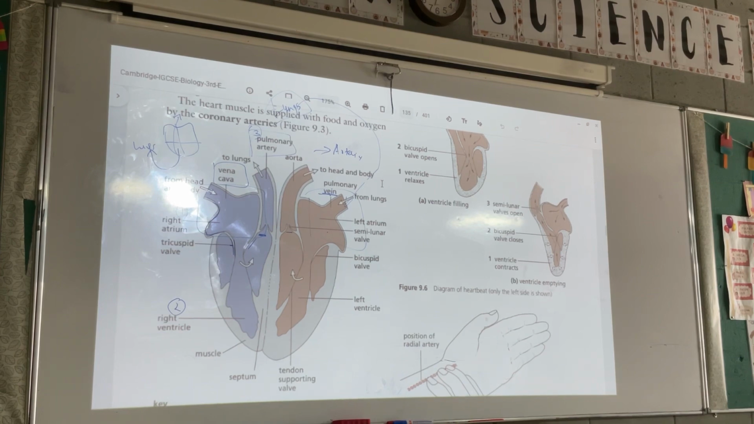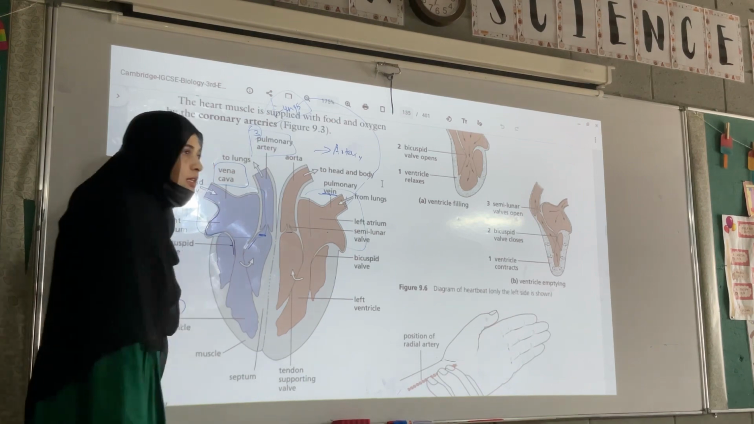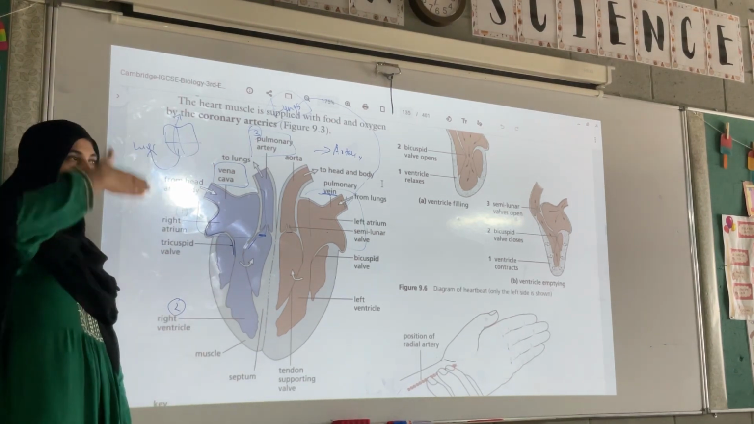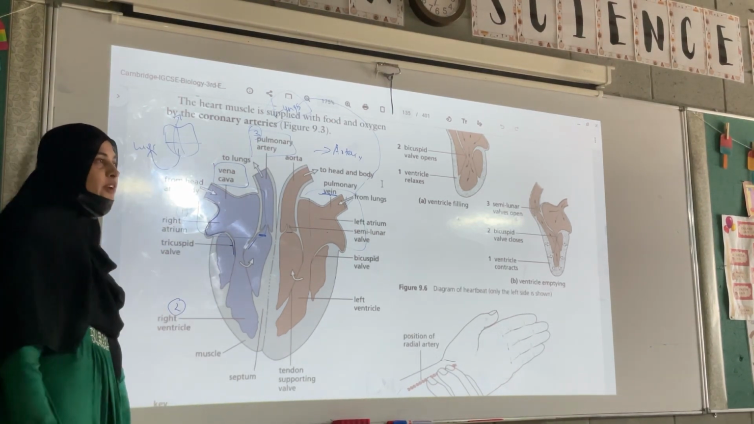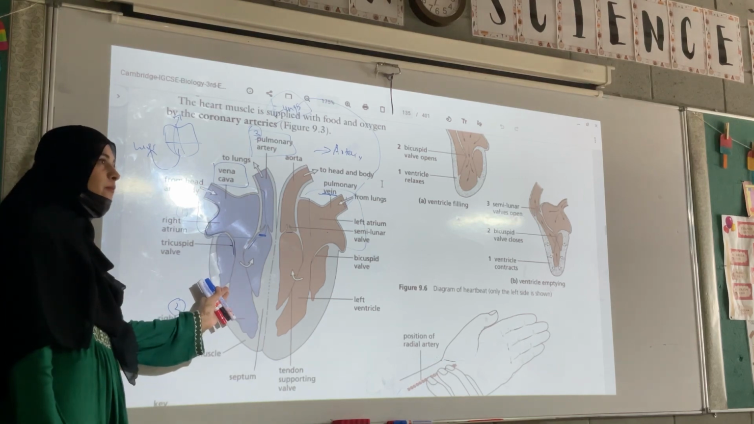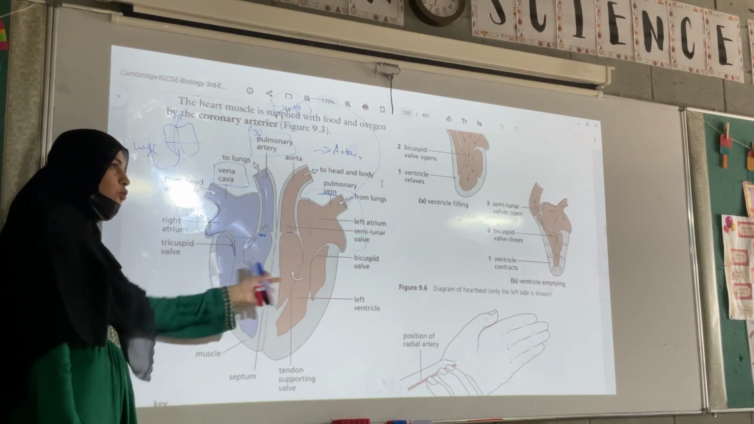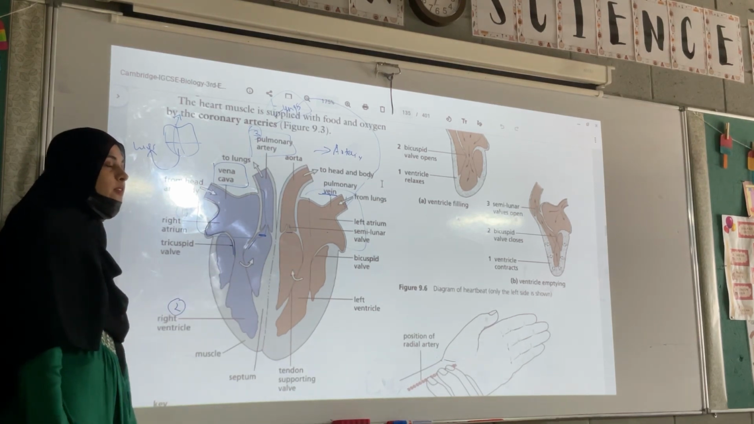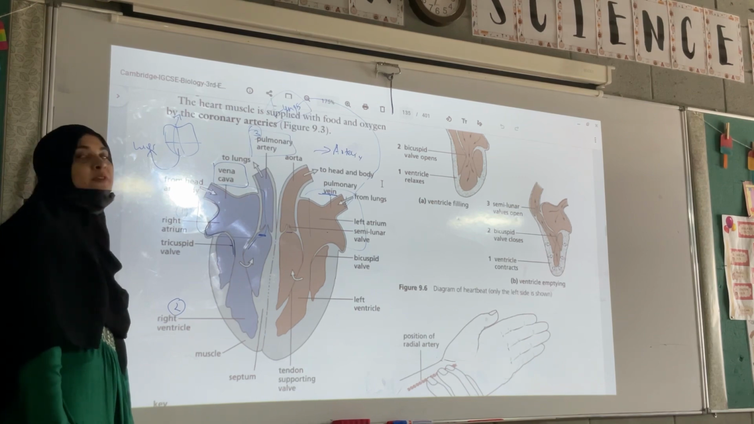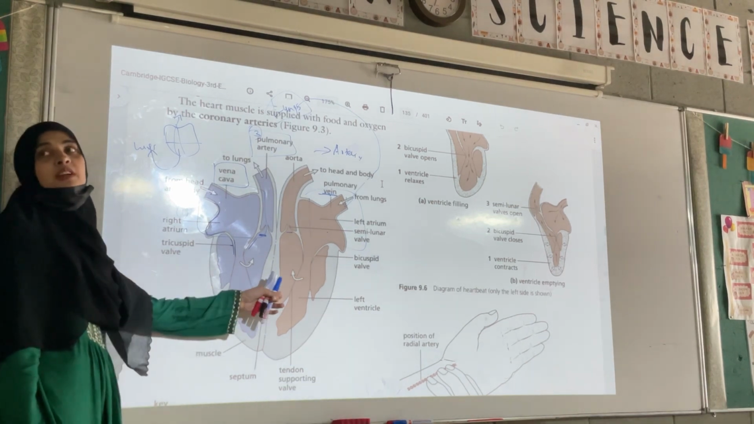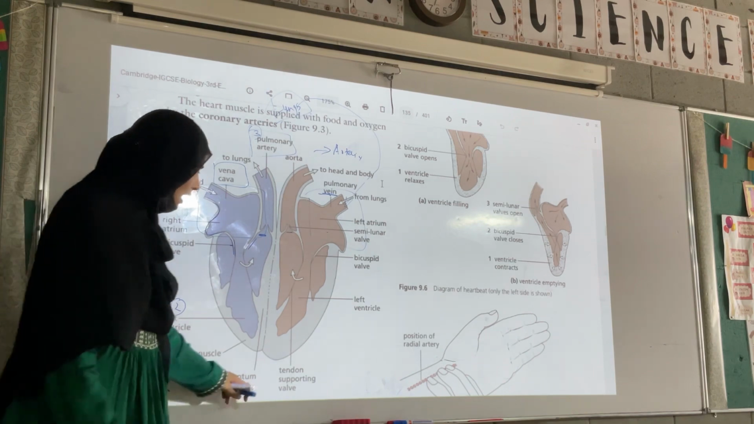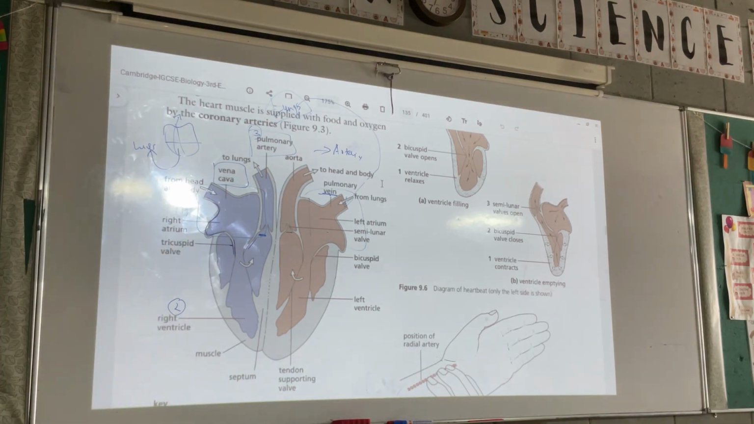Yes, the septum. What is the septum? It's a muscular wall. And what is the function of it? It is located between the left and the right side. So it does what? It separates or prevents the mixing of oxygenated and deoxygenated blood. So that is the septum. Okay?